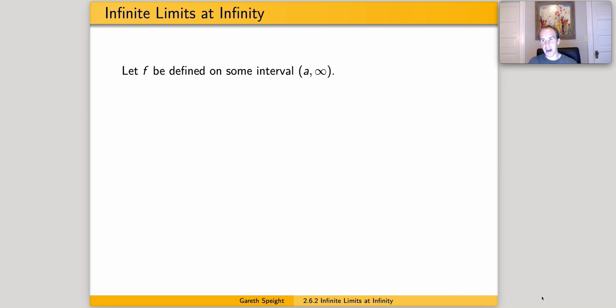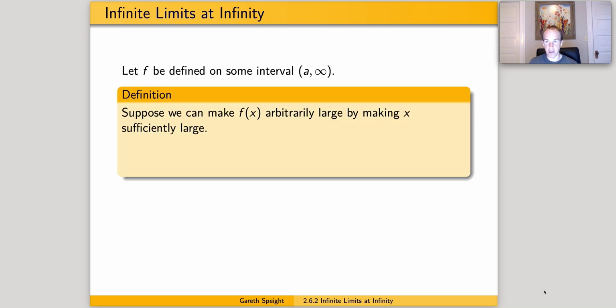So we're trying to let x go to infinity. So we have to assume that f is defined on some interval from a to infinity. So f is defined for all sufficiently large values of x. So it makes sense to approach infinity. And let's suppose we can make the value f of x arbitrarily large by making x sufficiently large.